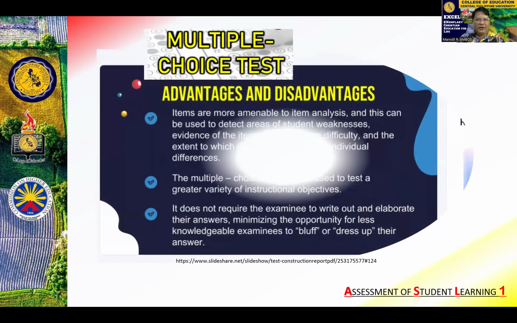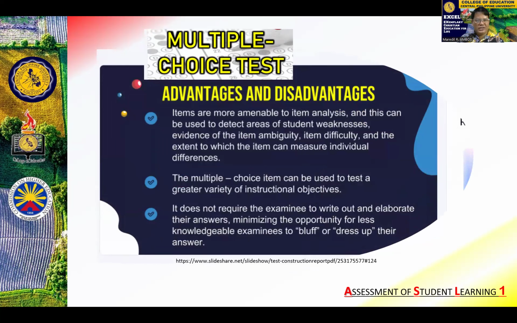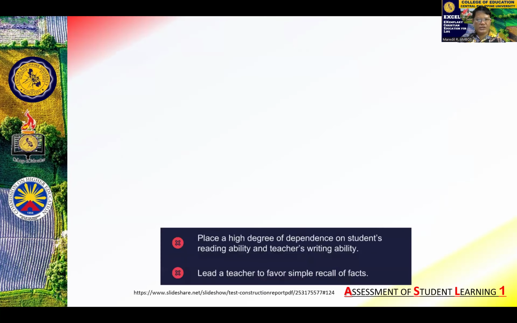For other advantages, items are amenable to item analysis, and this can be used to detect areas of student weaknesses and evidence of item ambiguity, item difficulty, and the extent to which the item can measure individual differences. So the multiple choice item can be used to test a great variety of instructional objectives, and it does not require the examinee to write out and elaborate their answers, minimizing the opportunity for less knowledgeable examinees to bluff or dress up their answers.